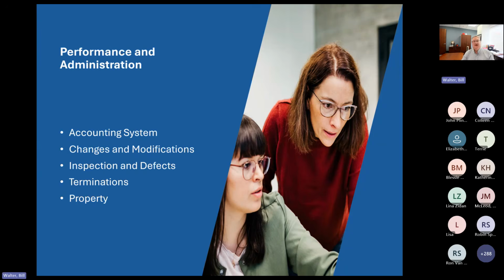Okay, so the performance and administration side of a cost type contract. So what we have here is if you have a cost type contract, you got to have an accounting system. You're going to find changes and modifications to your contract. Inspection has to be taken care of. Defects we talked about briefly. Cost plus contracts can get terminated just as likely as a fixed price contract. And then we're going to talk about property. A lot of people to get into cost type contracts don't realize what a big element property is for a cost reimbursement type contract.